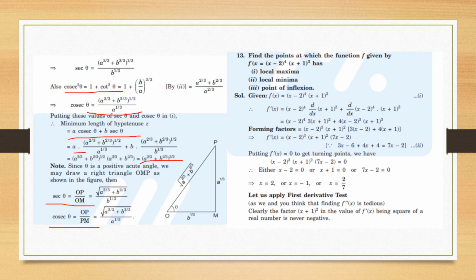Find the points at which the given function f has local maximum, local minimum, and point of inflection. So for local maximum and minimum, let us start with the function, take the derivative, and form the factors to get the critical points. Setting f dash x equal to 0, I'll get x as 2, minus 1 and 2 by 7. So we are going to check it by the first derivative.